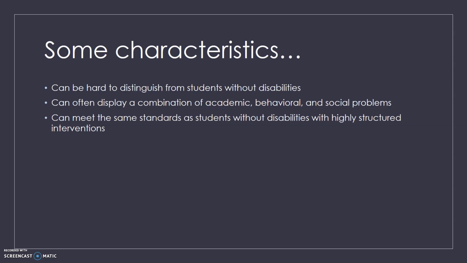And social problems, maybe it's the other way around. Maybe they're the ones getting bullied, or maybe they're just anti-social. They don't have many friends, or maybe they say inappropriate things, or don't know what to say in social situations. That could be another problem to look at. They can also meet the same standards as students without disabilities, with highly structured interventions implemented with them, so they're able to learn and complete the same standards as students who don't have the disabilities.